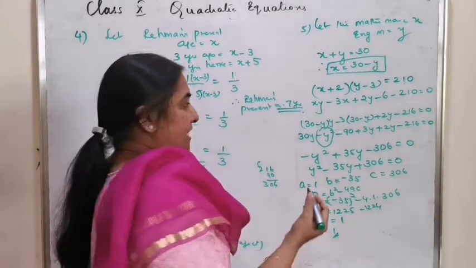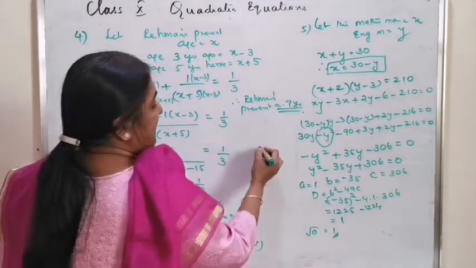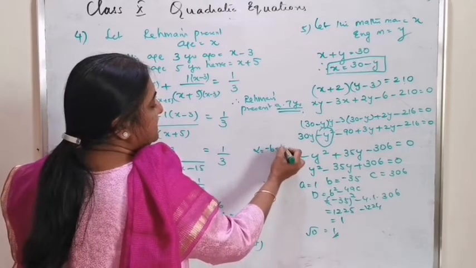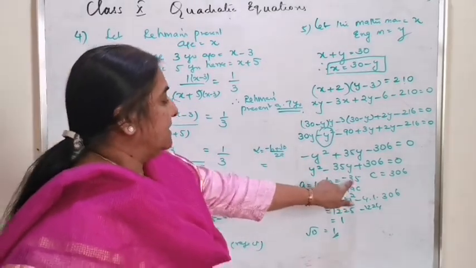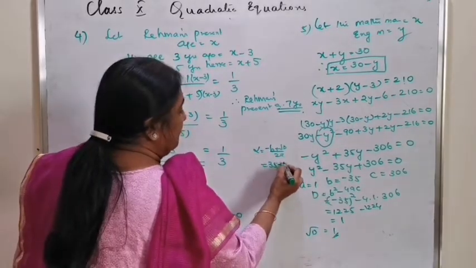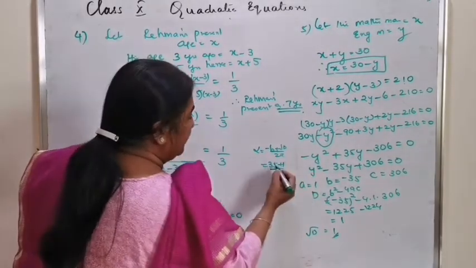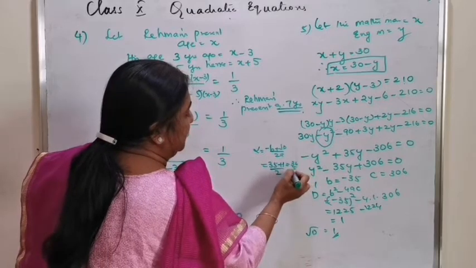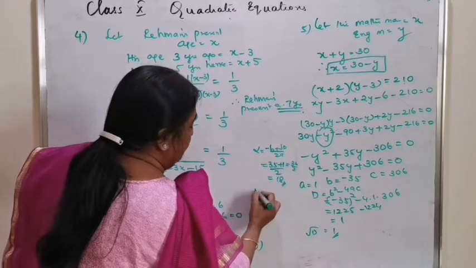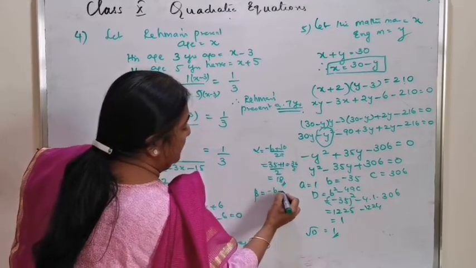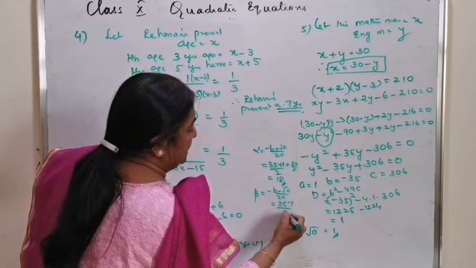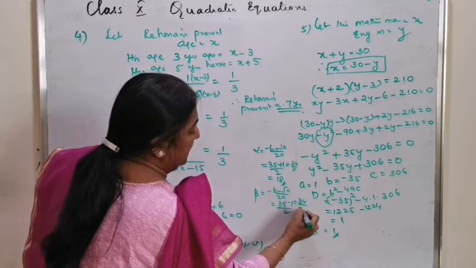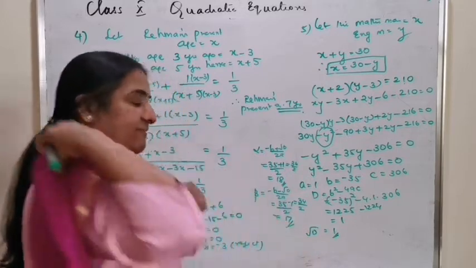So what is alpha and beta? Alpha is equal to minus B plus root D by 2A, which is the same as 35 plus 1 by 2, that is 36 by 2 is 18. Beta is equal to minus B minus root D by 2A, is 35 minus 1 by 2, that is 34 by 2, which is equal to 17.